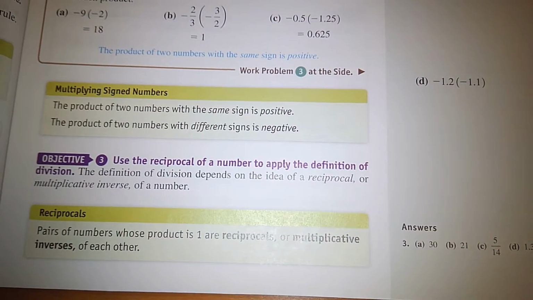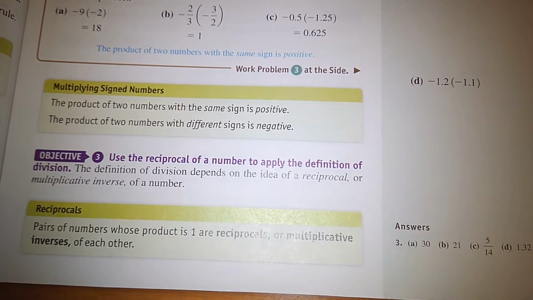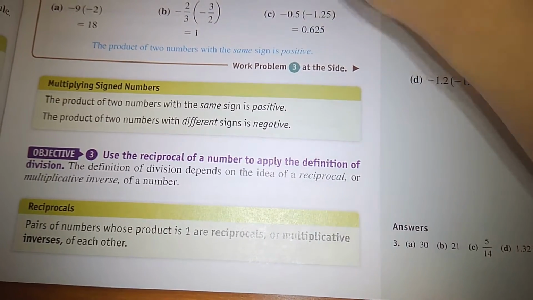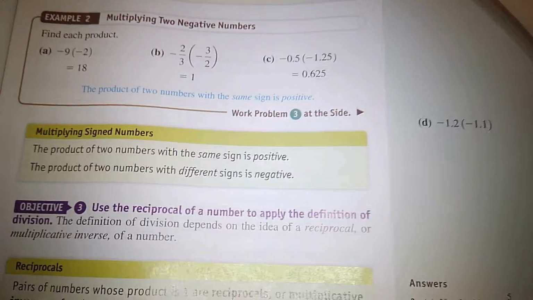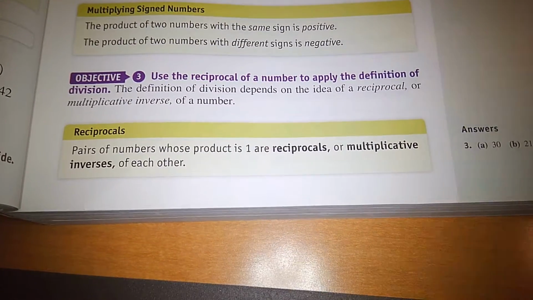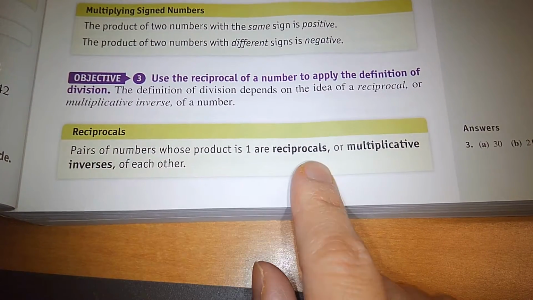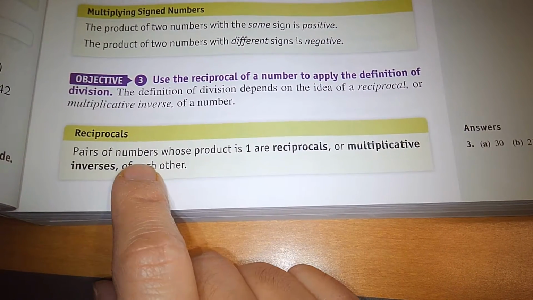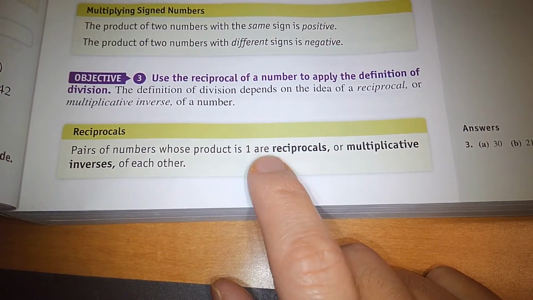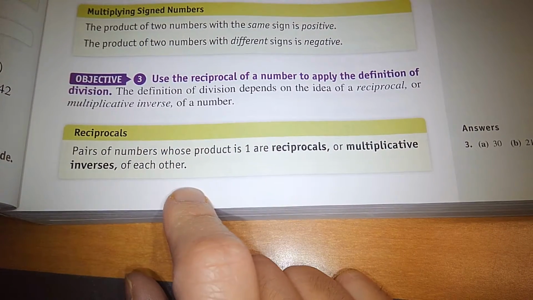Remember this: positive times positive is positive. Negative times negative gives us positive. Negative times positive, or positive times negative, gives us what? Negative. This is the rule for multiplication. Another concept I want you to know is called a reciprocal. What kind of pairs of numbers are called reciprocals? If the product of the pair equals what? 1, we call them a pair of reciprocals, or multiplicative inverses of each other.